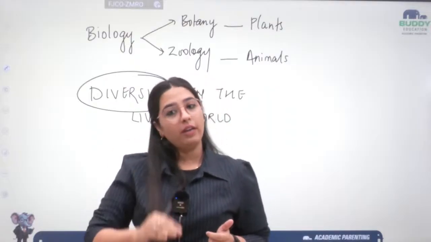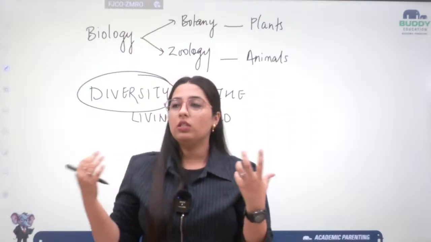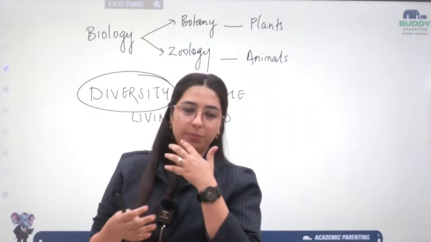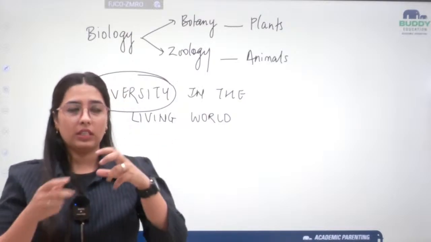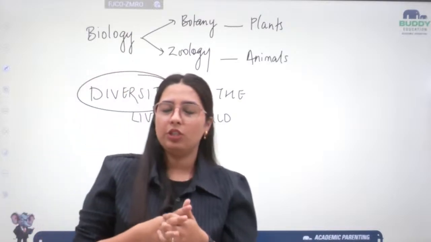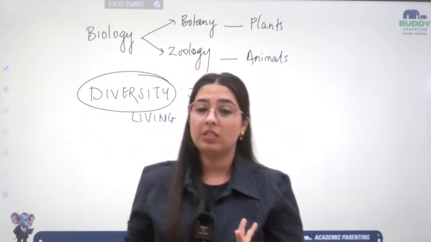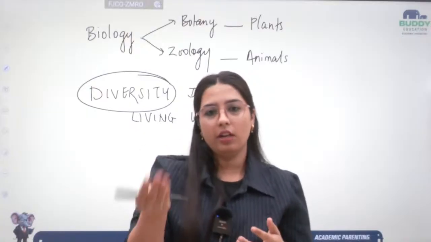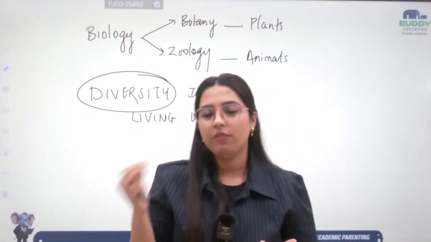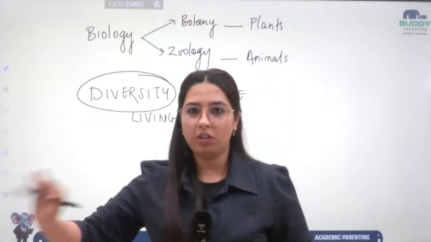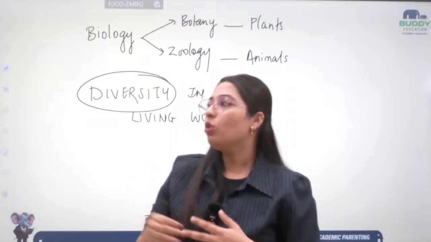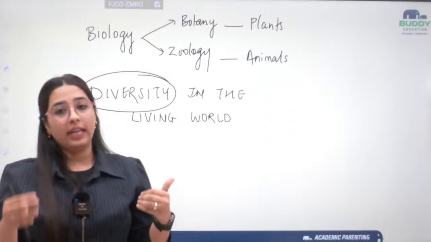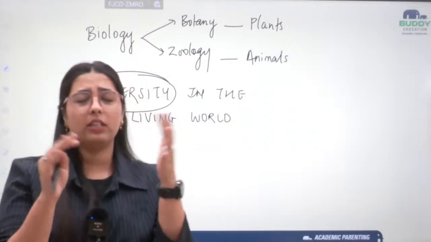So if I talk about diversity in the living world, this whole world is very diverse. This diversity came into the picture when taxonomy and systematics were introduced. We'll learn about these terms. Don't get into the terms now, we'll learn about them later in our chapter. We'll be dealing with it.